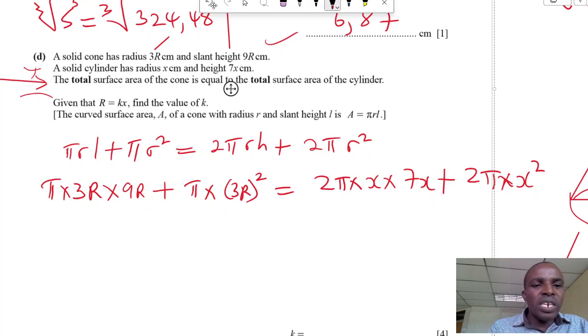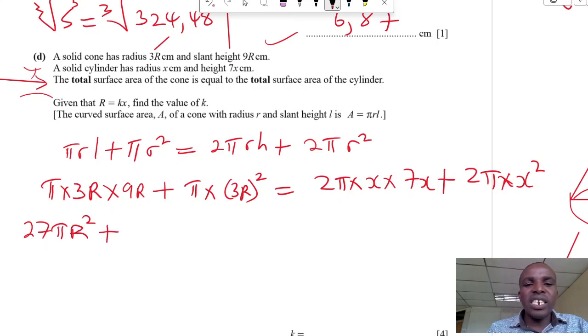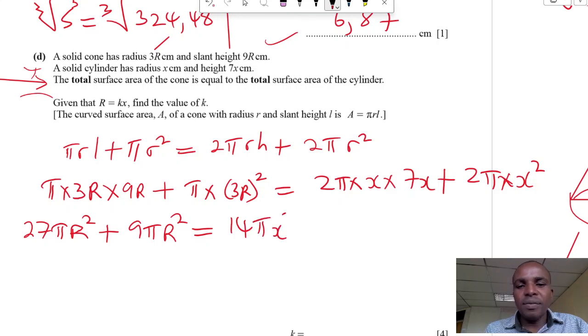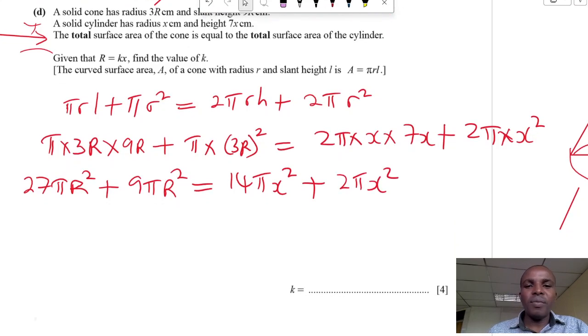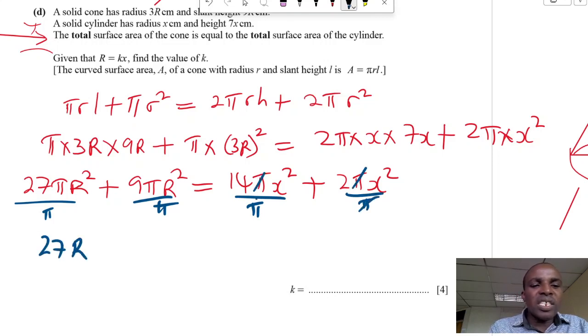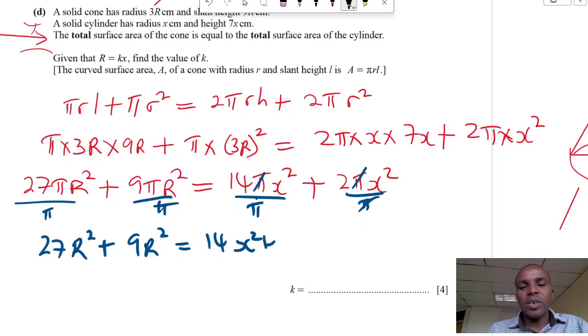So let's simplify it. It will be 3 times 9 is 27 pi r squared. Plus this one, 3 squared is 9, so it will be 9 pi r squared. Is equal to, then this one, 2 times 7, 14 pi x squared. x times x is x squared. Then this one, it will be 2 pi x squared. Right. As you can see, we have pi everywhere. You can just divide by pi. Pi will cancel out everywhere. We'll be left with 27 r squared plus 9 r squared is equal to 14 x squared plus 2x squared.